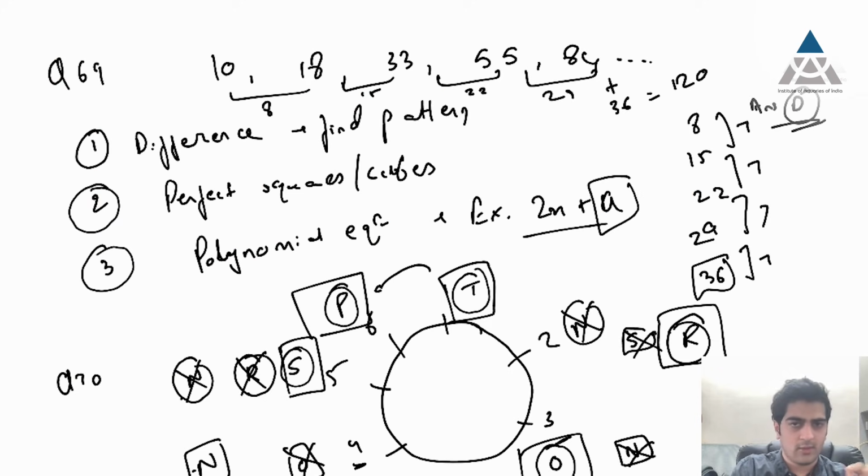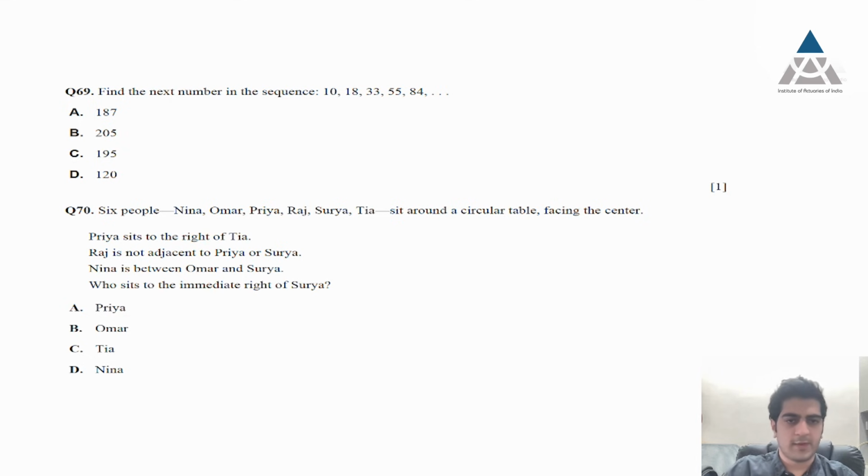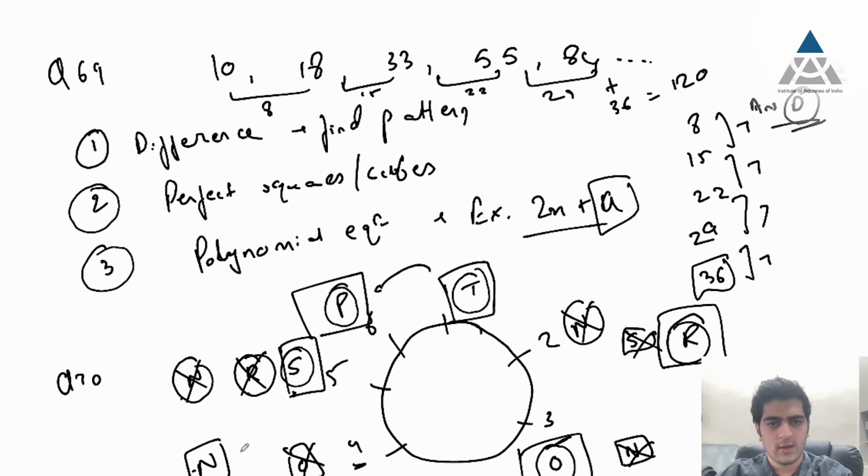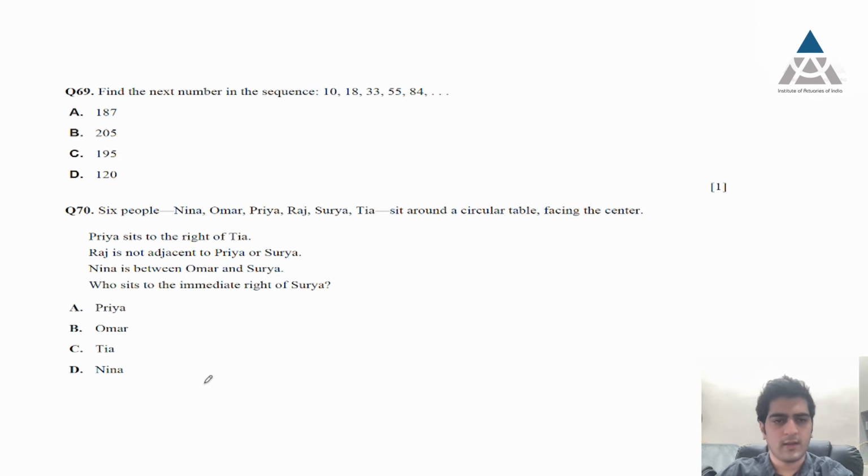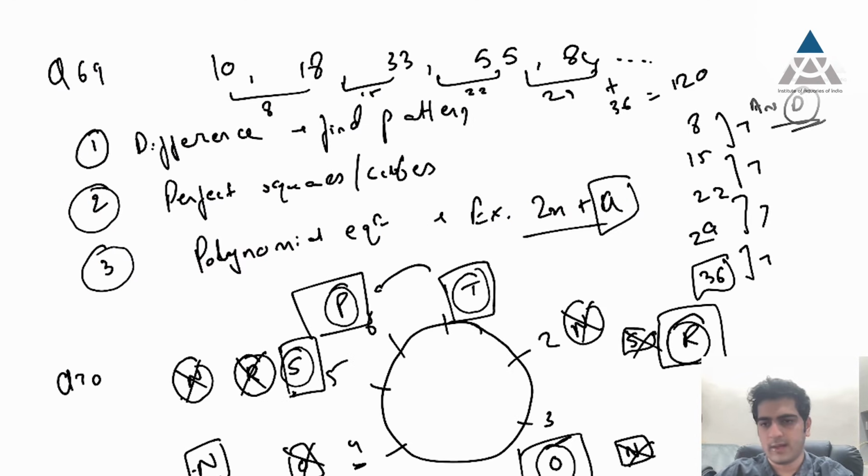are true. So nothing is being contradicted, which means now we can just find who sits to the immediate right of Surya. Surya is here. Immediate right to Surya is Nina. So that's option D. And your answer here is option D.